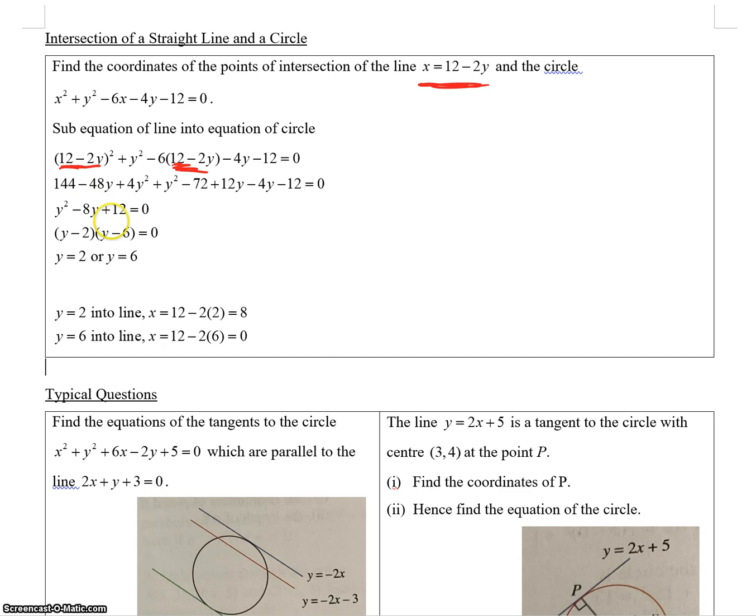And then I do my typical cross method, I solve. After I solve, I got two answers, 2 and 6. I'm going to sub the 2 and 6 into the line, which is this one. And then from there, I find the 2 x values. So that is the two intersection points of a line and a circle.